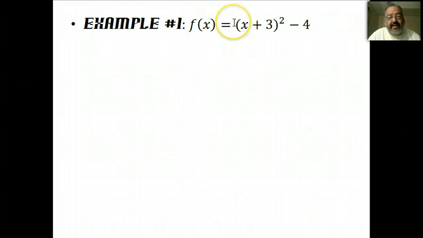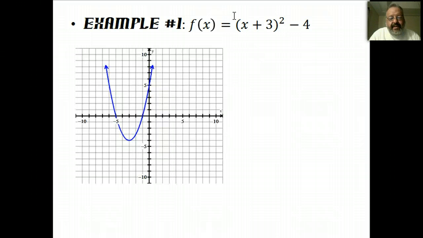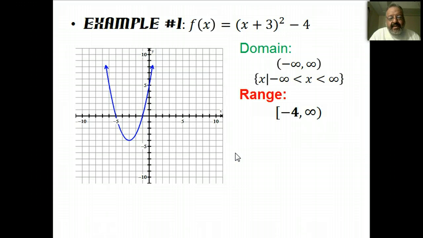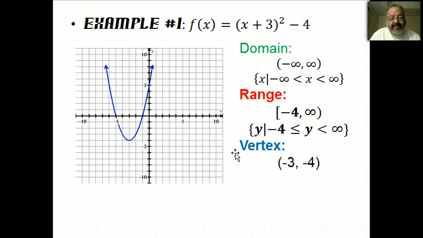There's nothing that reflects it across the x-axis, and there's not going to be a vertical stretch or a vertical compression. There it is. That's the graph, and it did go to the left 3 and then down 4. So the domain is from negative infinity to positive infinity, there it is in set notation. The range is from negative 4 to infinity, including negative 4. The vertex is at (negative 3, negative 4), right here.